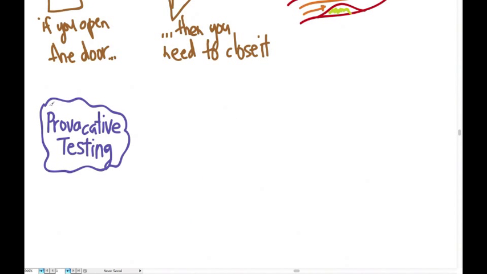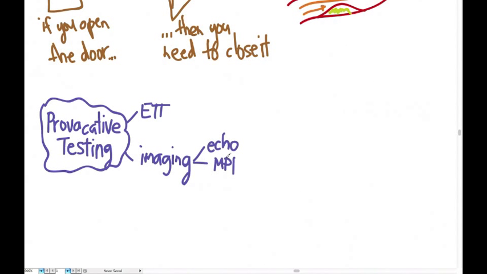So what are the different kinds of provocative testing modalities we have available? The one used in most places is exercise treadmill testing. And if a patient can't exercise, we can also fake the exercise by giving them a chemical stress test, something that speeds up their heart. Alternatively, we can do some sort of imaging, and this includes echocardiograms, myocardial perfusion imaging, and coronary artery imaging, which can be done by CT or MRI.